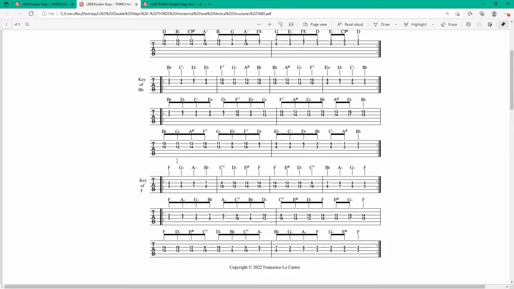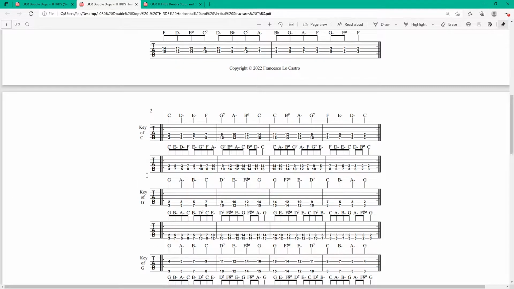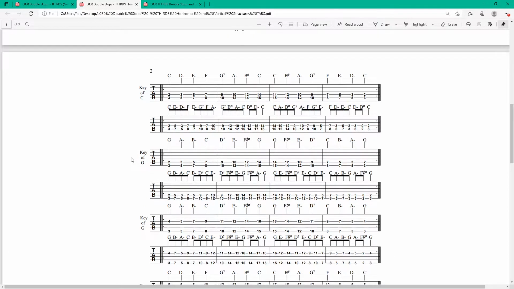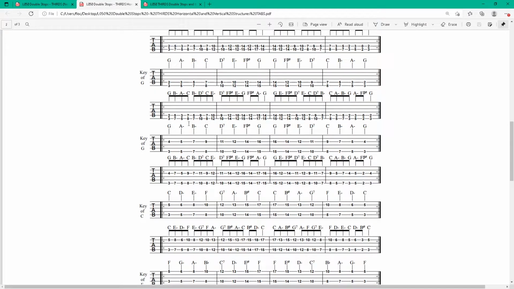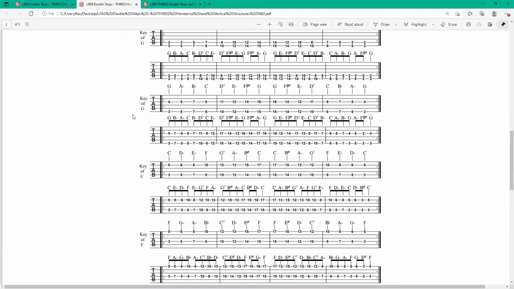You'll see that here for the strings 3 and 4, we're using the key of F, and here are the chords in the key of F. And for the first and second string, I'm using the key of C. Here are the chords in the key of C. And if you look at the fifth and sixth strings, I'm using the key of G. It's the same kind of exercise though, okay?